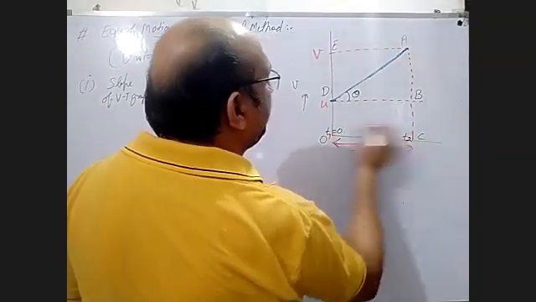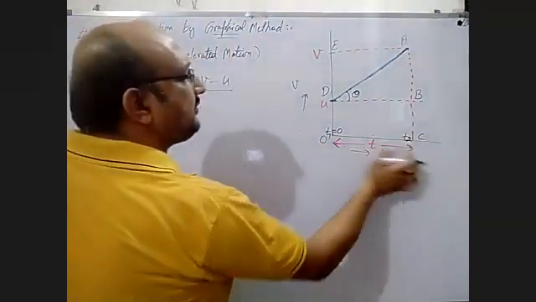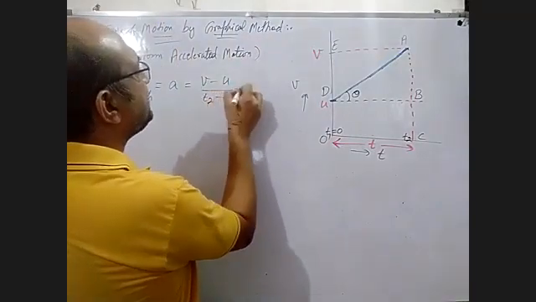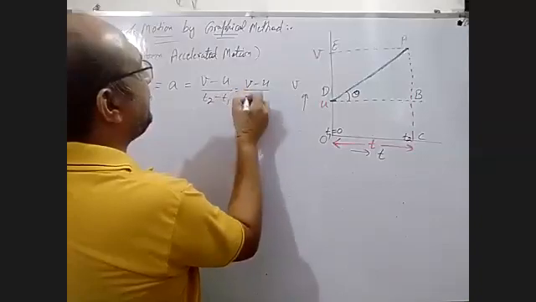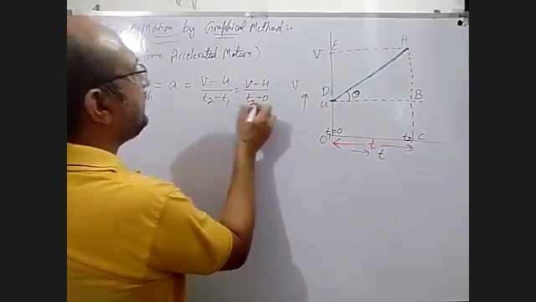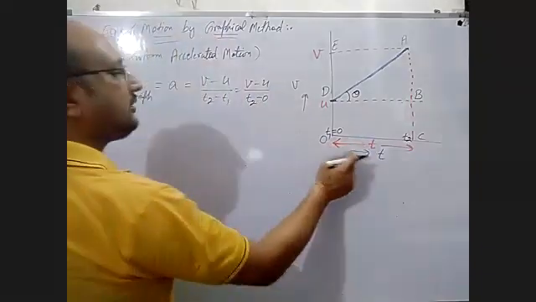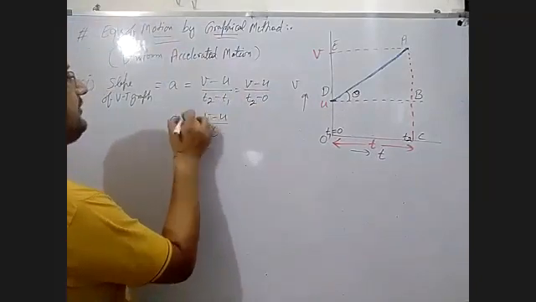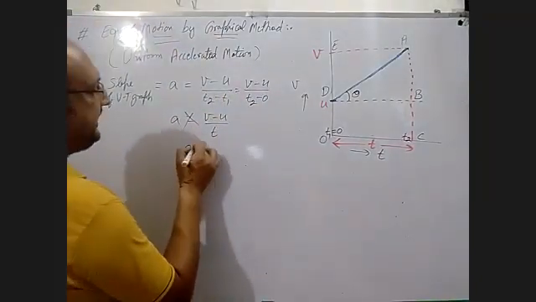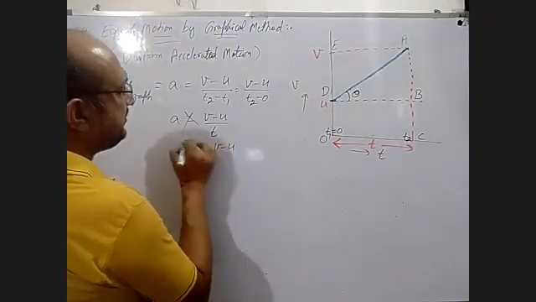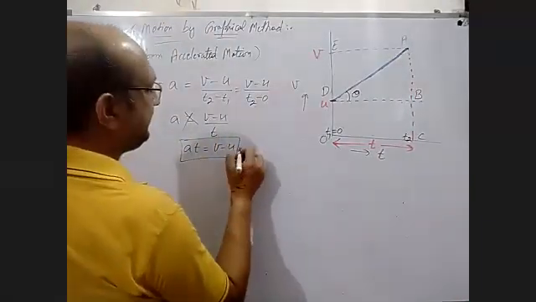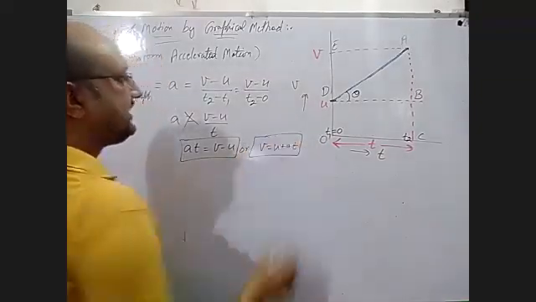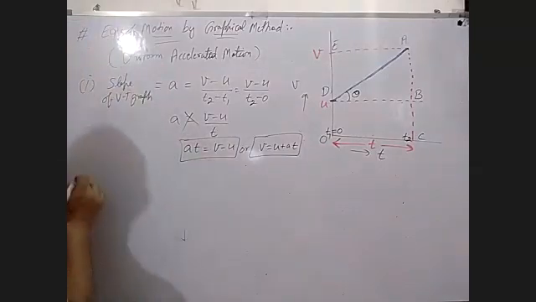But T1 is 0. T2 minus T1, where this distance is T. So the slope is V minus U upon T2 minus 0, and 0 to T2 is T. Now you can write A is equal to V minus U upon T. Now AT is equal to V minus U, or you can say V is equal to U plus AT. In such a way, you can derive equation first.